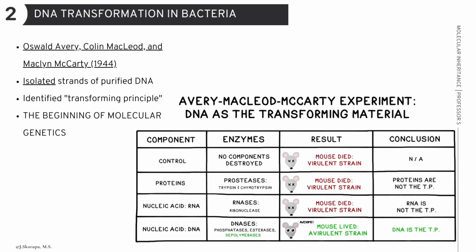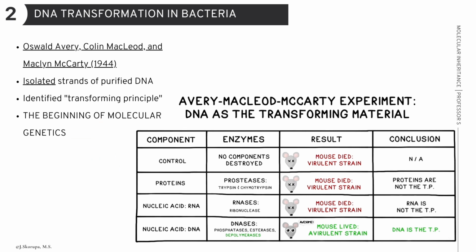For their experiment, they used enzymes that specifically degraded each component and then used each mixture separately to transform the R strain. Degrading proteins or RNA had no effect on the virulence of the bacteria, but they found that when DNA was degraded, the resulting mixture was no longer able to transform the bacteria, whereas all the other combinations were able to transform the bacteria. This led them to conclude that DNA was the transforming particle, and this finding is considered the beginning of molecular genetics.